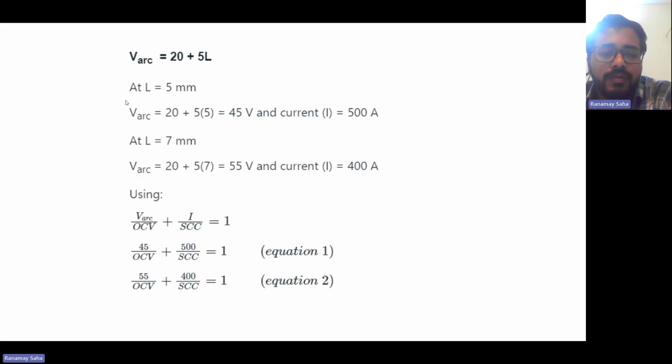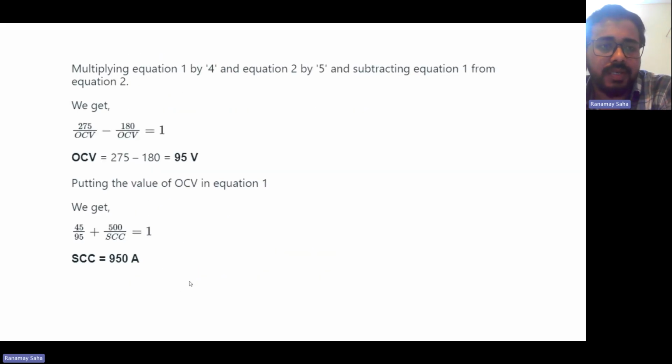So for the length 5 mm you have 500 ampere, and for the length 7 mm, current is 400 amp. With 20 plus 5 into 7, where 7 is the arc length, it is 55 volts. So you have two sets. One is 45 volt for 500 ampere, and the second set is 55 volt for 400 ampere. Just plug in the values. You'll arrive at two equations with two unknowns, OCV and SCC. So you can solve these two equations to find out OCV and SCC.